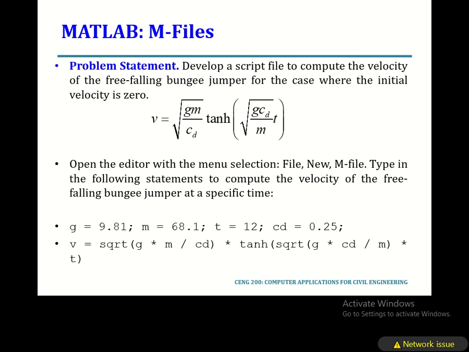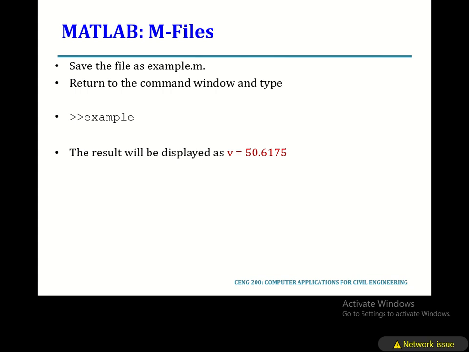After opening the new script file, you will do the commands as they are written. Open a new script file. You can do Control N, or you can go to Home, New and Script. Okay, so you perform these commands, then you save the file as example. Save and put the name of the file as example. .m will come automatically because this is the extension of MATLAB. Any MATLAB file you save will be saved with the extension .m.